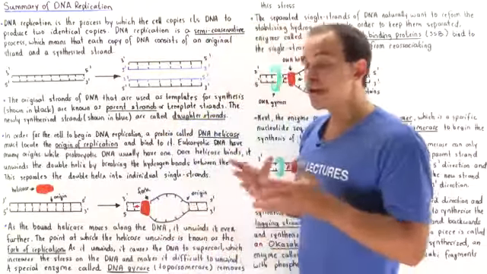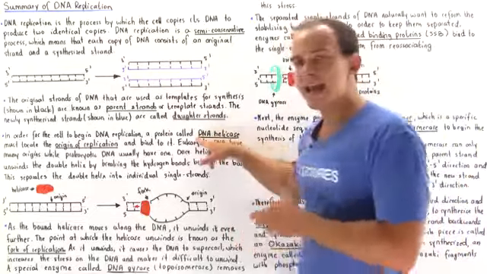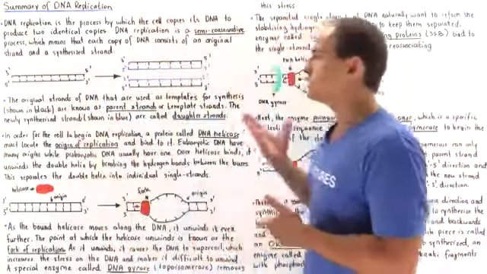Well, basically, a special type of enzyme, a special type of protein known as DNA helicase, moves very quickly along the double-stranded DNA molecule.